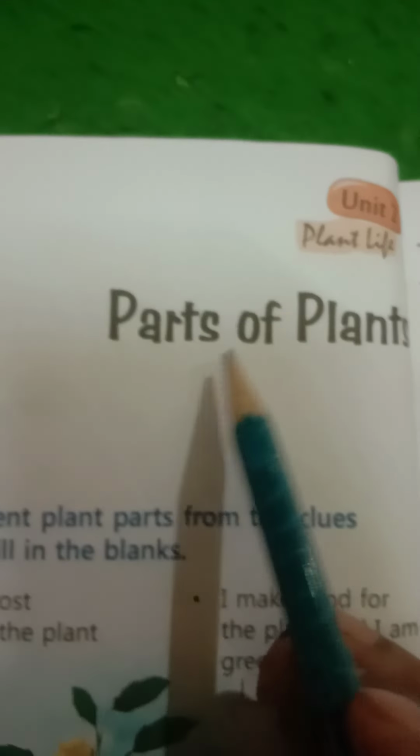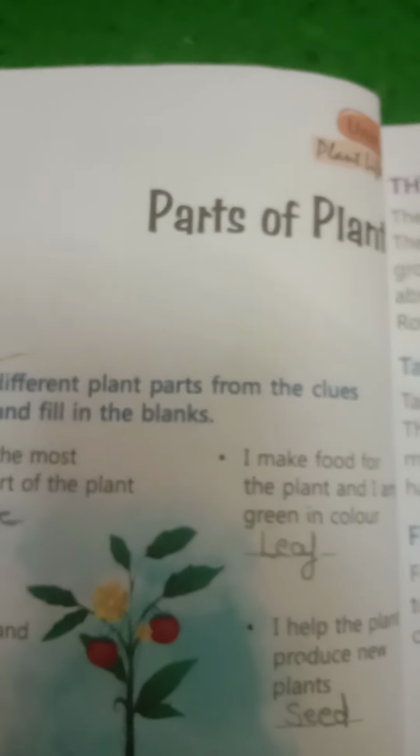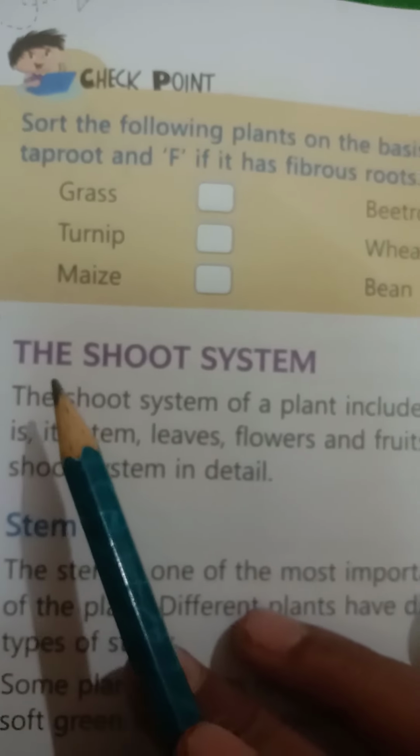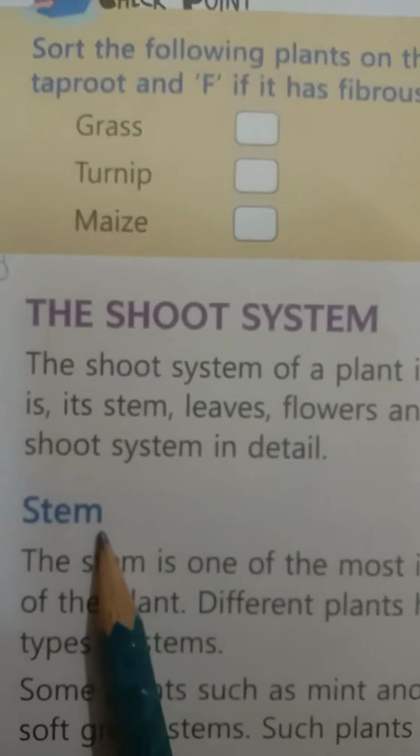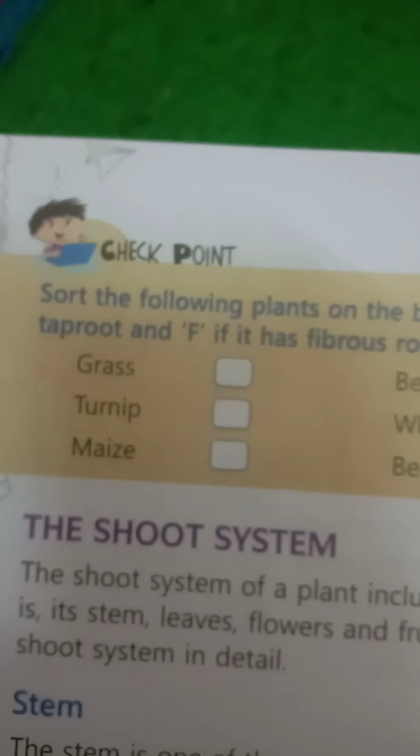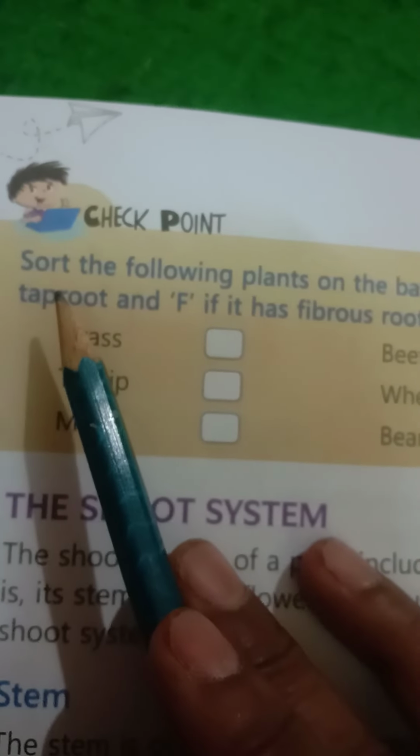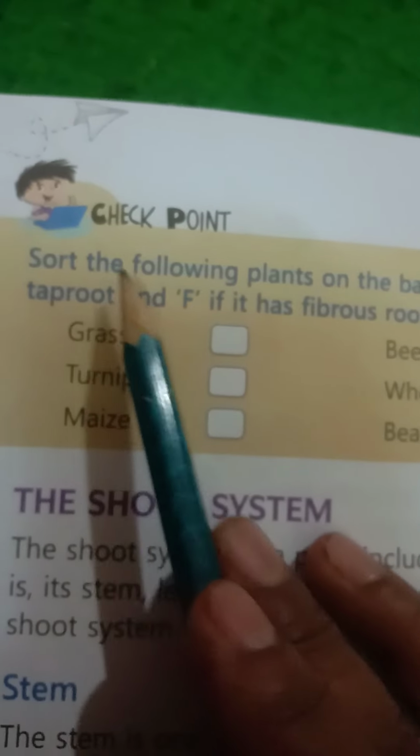Student, today I will teach you about STEM. Now let's start. Student, lesson 2, parts of plants. Okay, so student, today our topic is the shoot system. But first we will do this exercise.